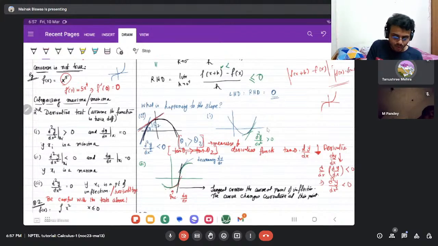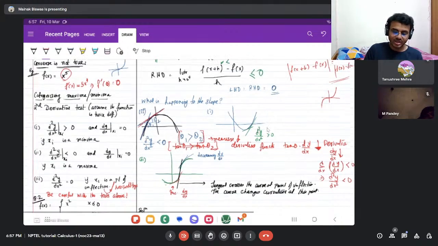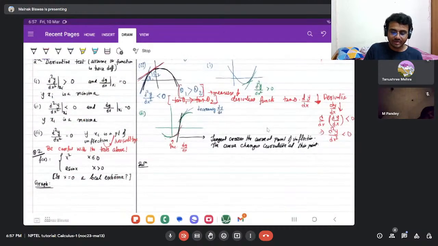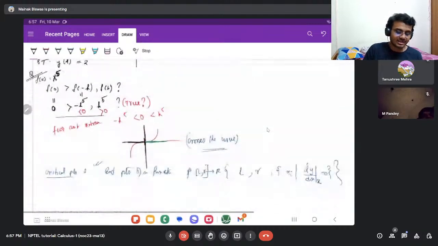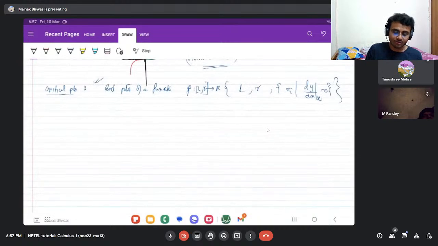Even a horizontal tangent can be a point of inflection. So what is the point of inflection? Your point of inflection is the point at which your curve changes curvature, right? Curve changes curvature. This is a very interesting thing to understand. So greater than 0, less than 0 is understood, right? We have no confusion regarding that.